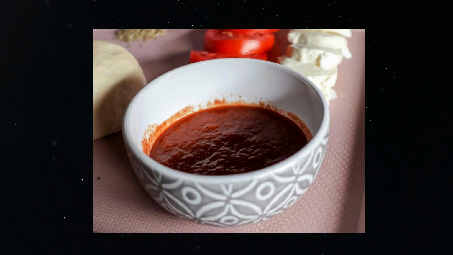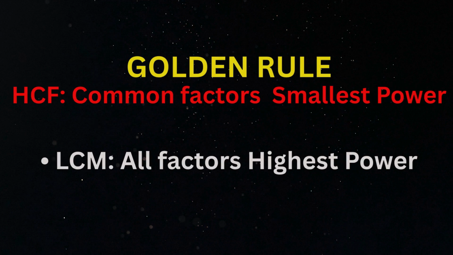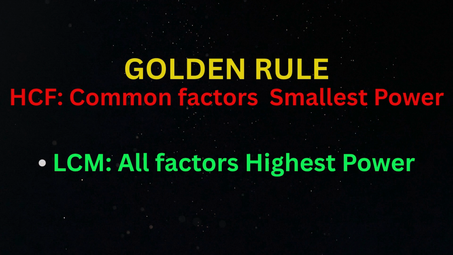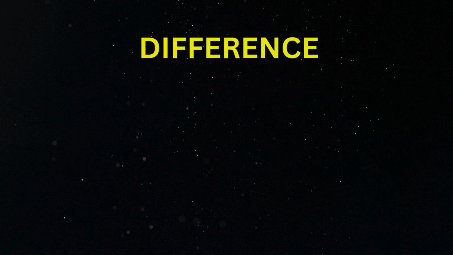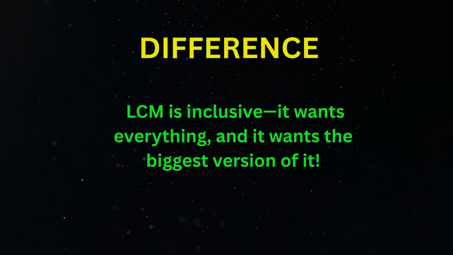Here is the secret sauce. If you remember these two rules, you will never get a question wrong. HCF, highest common factor: product of the smallest power of each common prime factor. LCM, least common multiple: product of the greatest power of every prime factor involved. Notice the difference. HCF is picky, it only wants what is common. LCM is inclusive, it wants everything, and it wants the biggest version of it.